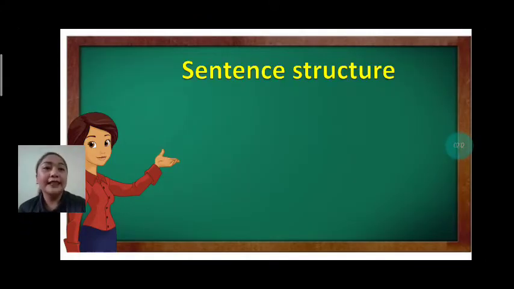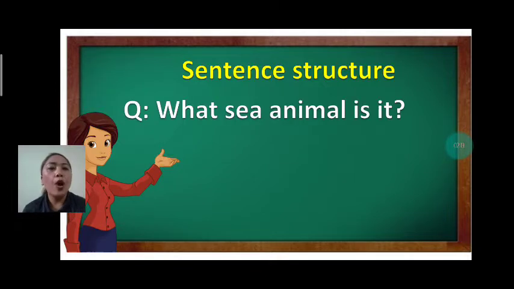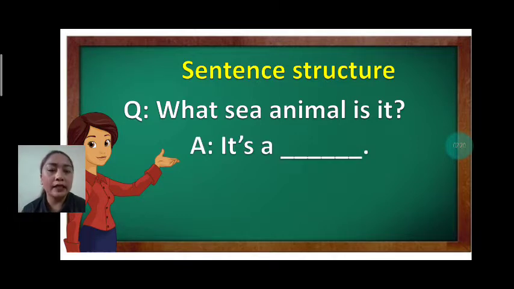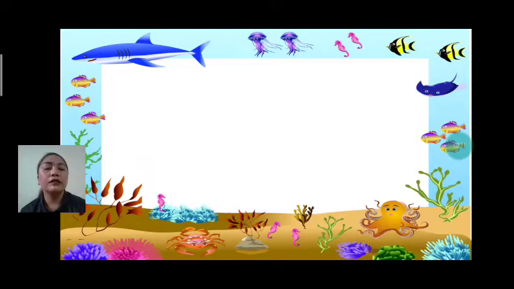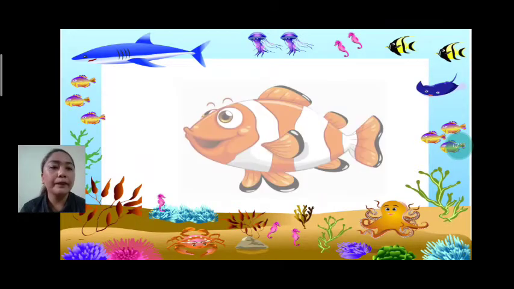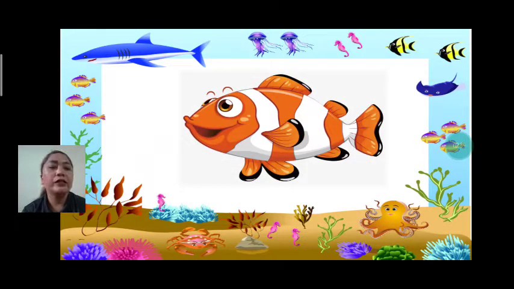For our sentence structure, everybody, what sea animal is it? Answer: It's a blank. Or, it's a blank. Very good. For our vocabulary about sea animals, the first vocabulary is fish.